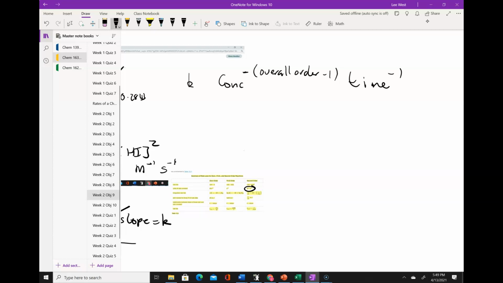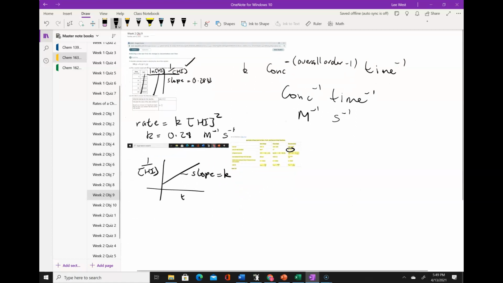So in our case, our overall order is 2, so 2 minus 1 is 1. So it's going to be concentration to the -1, and then time to the -1. And concentration was molarity, so it's molarity to the -1, and time was seconds, so it's seconds to the -1.